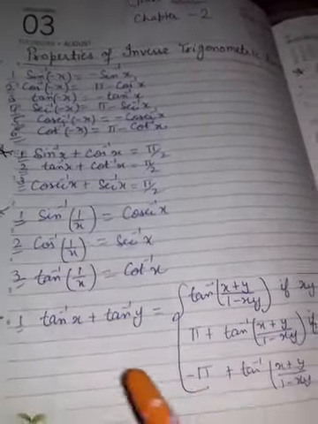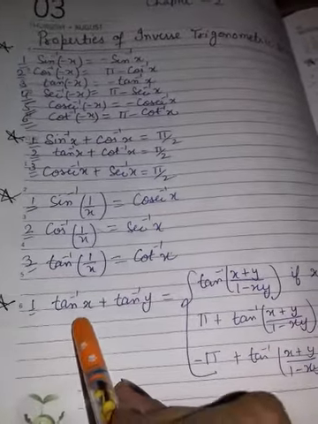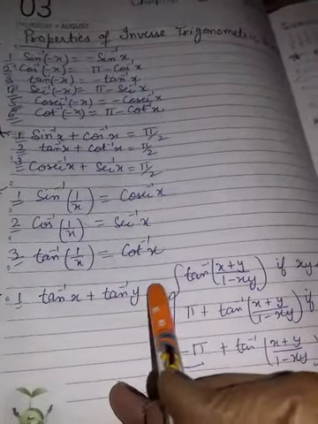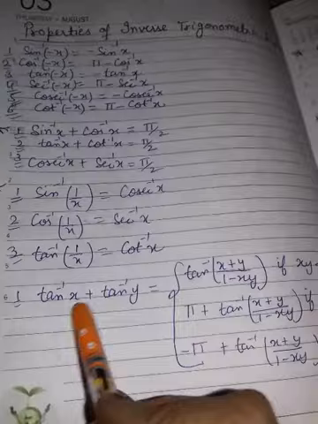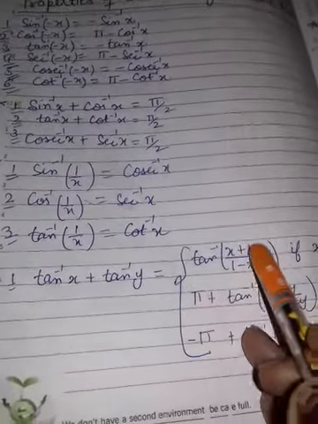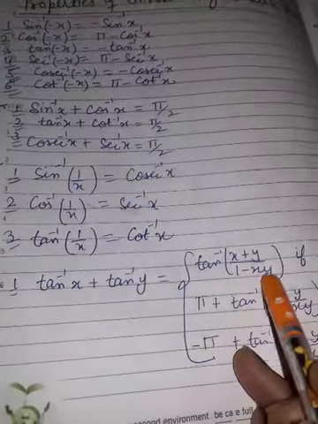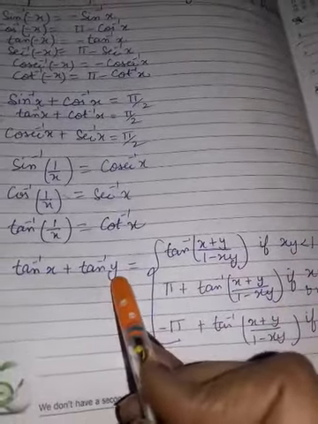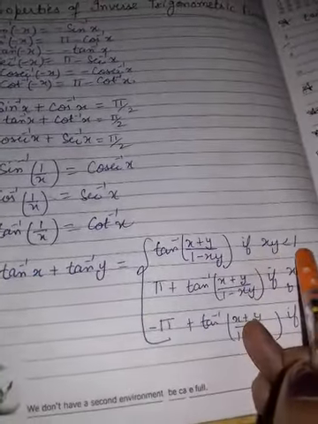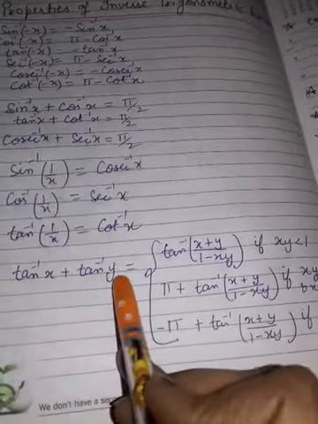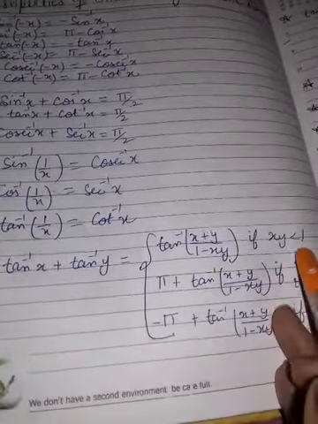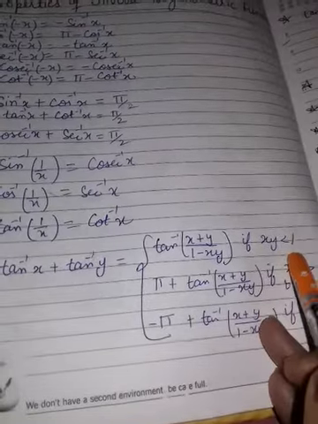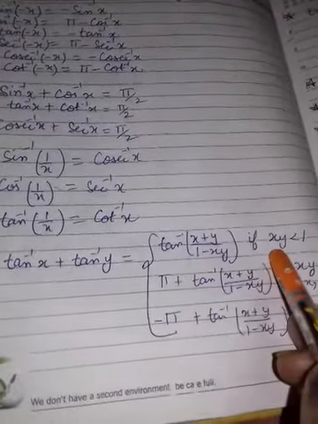Now the next formula is tan inverse x plus tan inverse y, which can be written as tan inverse of (x plus y) upon (1 minus xy), only when the product of x and y is less than 1. If we multiply the values of x and y and the product is less than 1, this result will come.